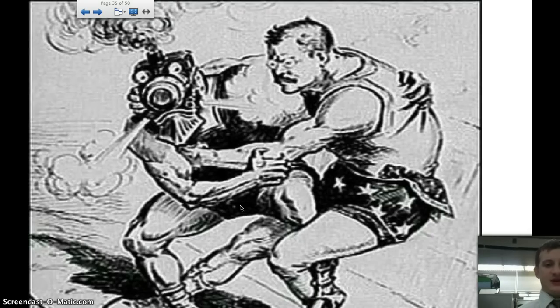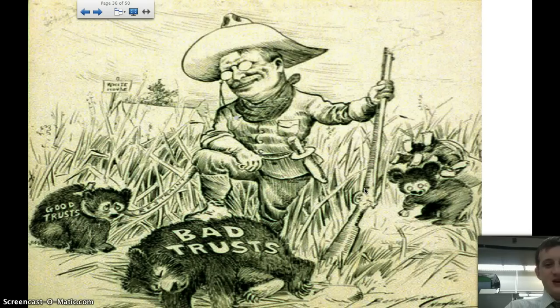Again, Teddy Roosevelt, very powerful, very influential. You can see here in this political cartoon, he's wrestling the railroad trust, right? He's got the stars and stripes boxer briefs on. Again, he was also known for being a boxer. He was kind of like an all-around Renaissance man, you could say. But in this cartoon, he's taking on the railroad trusts. Another famous cartoon of Teddy Roosevelt taking on more trusts.